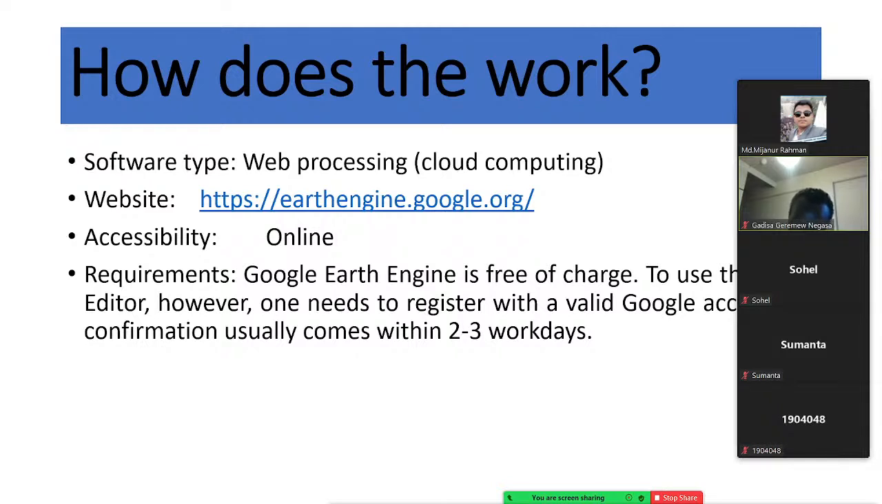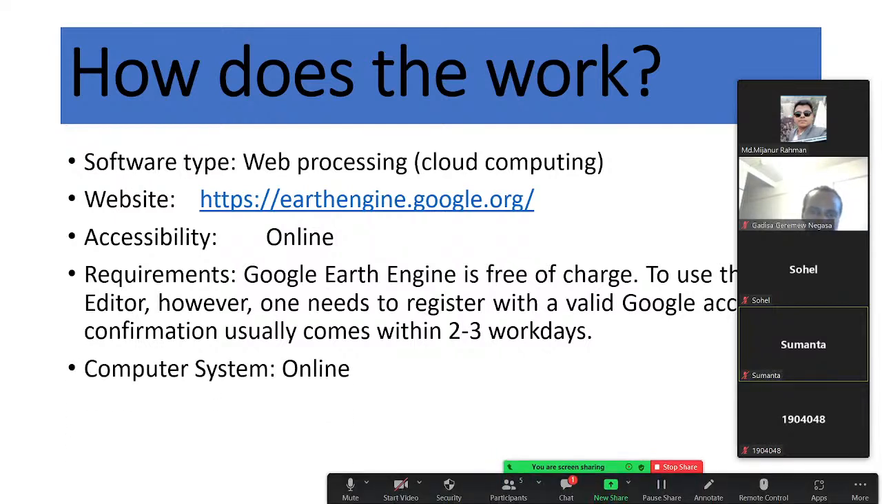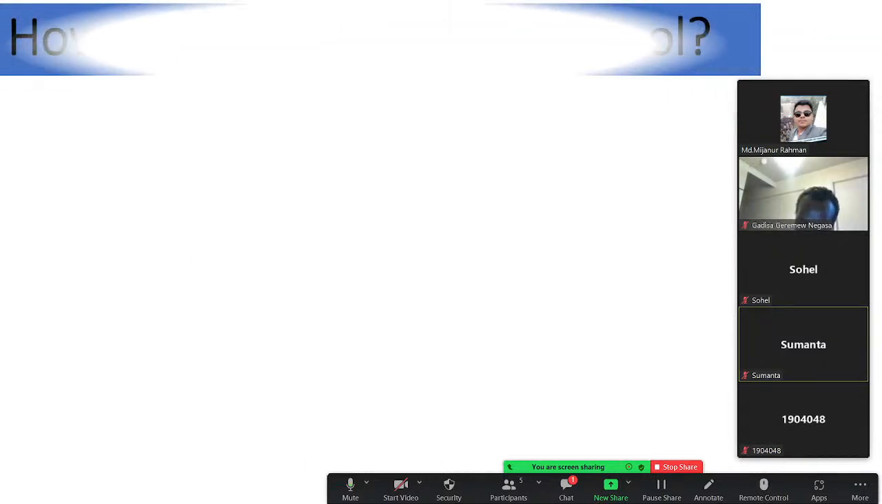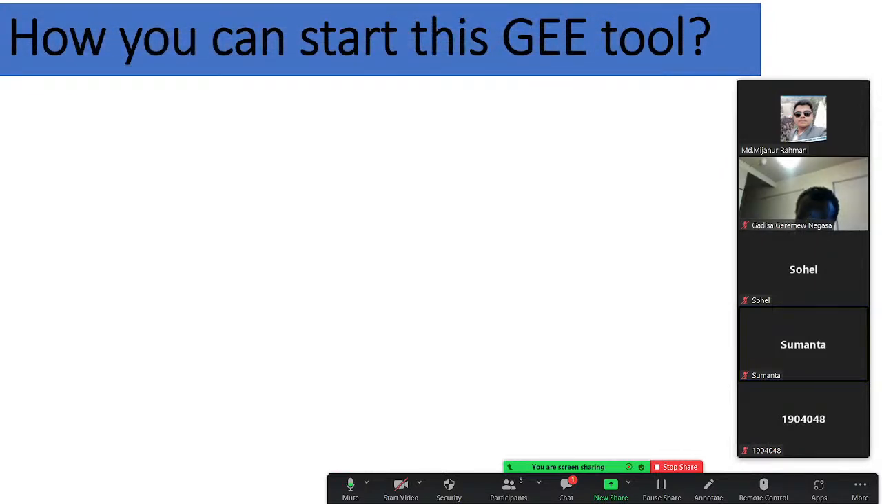Okay, so I hope in this step you will have already completed it. I hope everyone has created the Earth Engine account. Your computer system must be online, and your scope is mainly focused on image processing and visualization. It works with both vector and raster data, and we can use the Google Earth Engine platform for both.